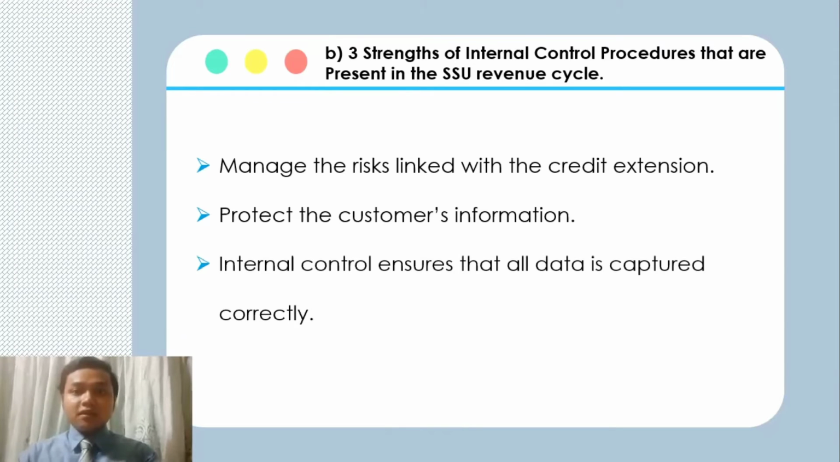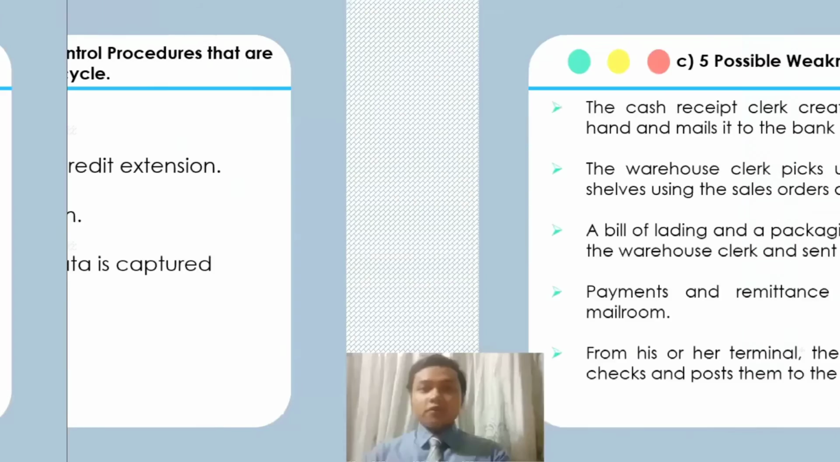The third strength is that internal control ensures that all data is captured correctly. The financial information in the reports that are released is accurate because of effective internal control. Internal control in the SSU revenue cycle will automatically record customer information into a company terminal that is networked to a centralized computer program in the computer operations department for those who use online orders. Meanwhile, the clerk manually enters orders received by email and telephone.